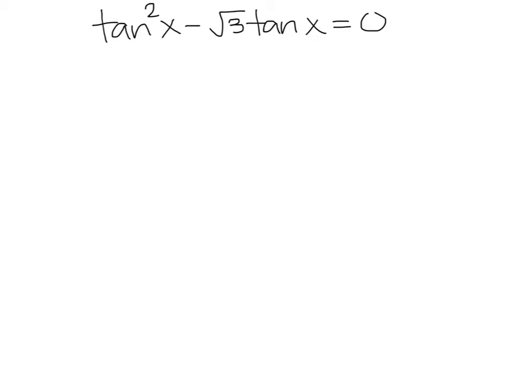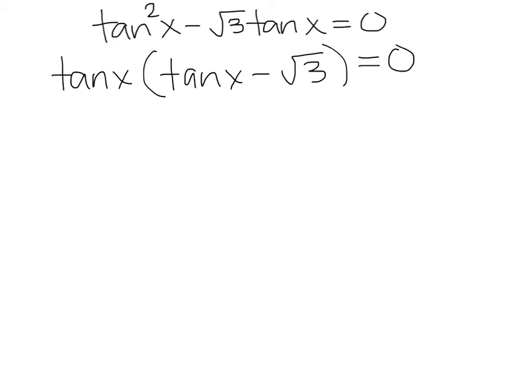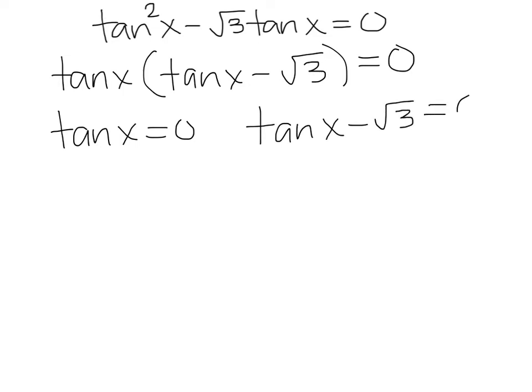Looking at problem 8, you again may notice that there are only two terms. Therefore, often look for a GCF. Both terms contain a tangent x. I will take out the tangent x, leaving me tangent x minus root 3 equals 0. I now am in factored form and can set each piece equal to 0. So when is the tangent of x going to be 0? And then the tangent of x minus root 3 equals 0.